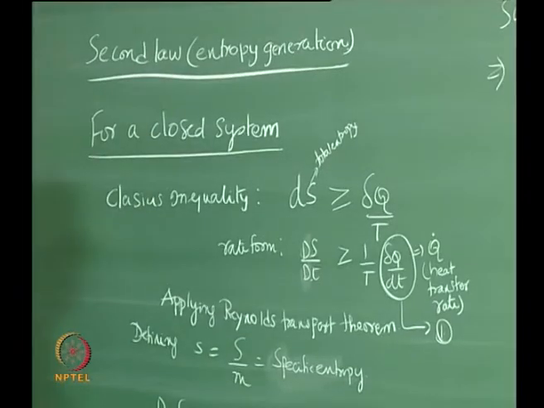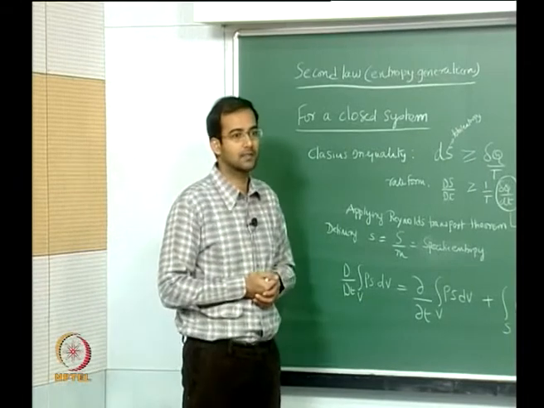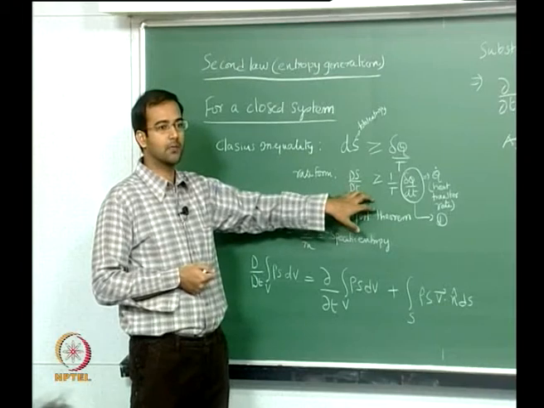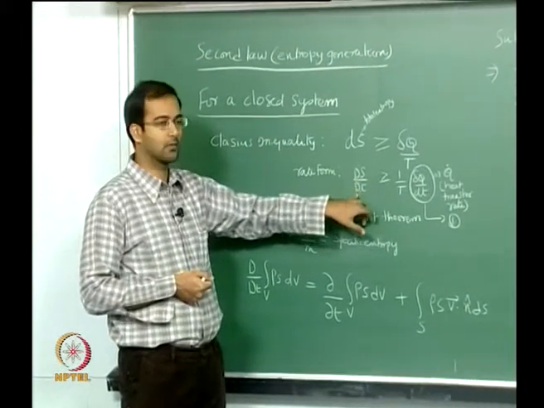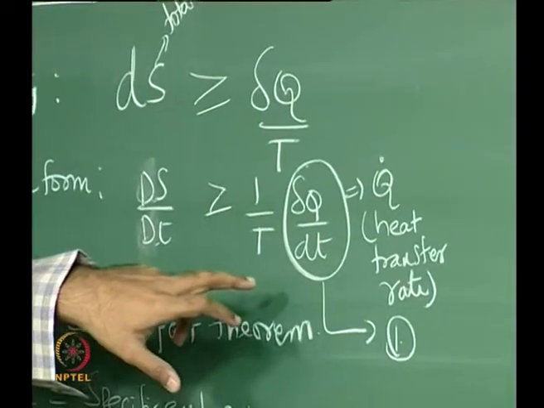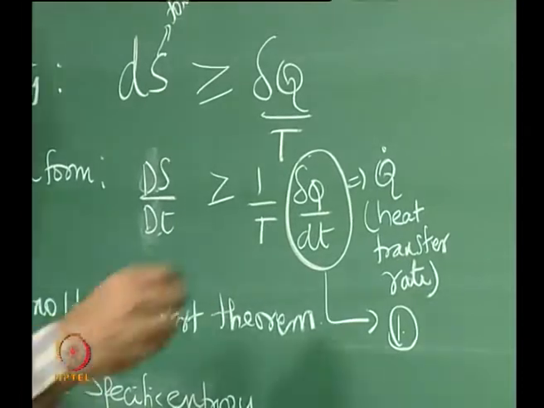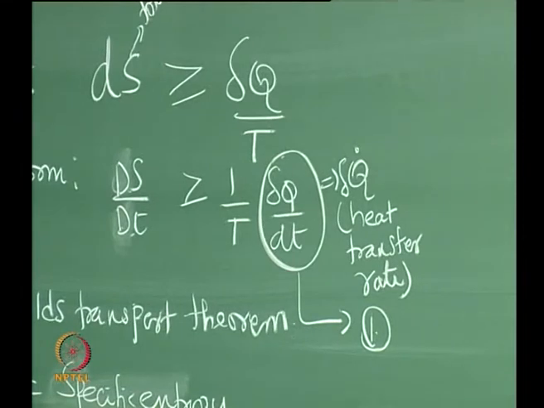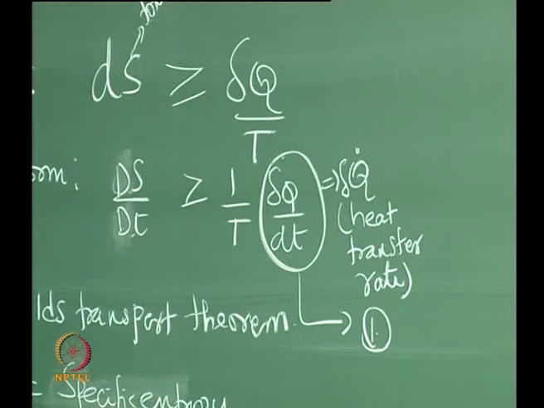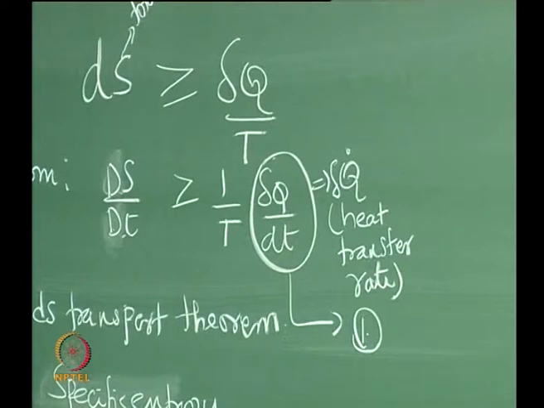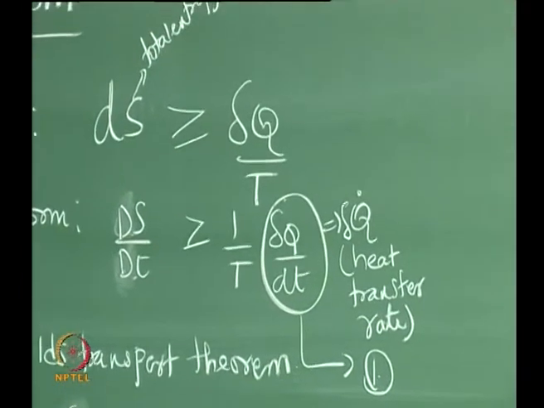So we start by applying the Clausius inequality for a closed system. If you express this in the form of a rate equation, you know that the total derivative dS/dt should be greater than or equal to 1/T times the differential amount of heat transferred. I will just represent this as delta q dot. Now let us apply the Reynolds transport theorem to express this total derivative for a control mass in terms of the partial derivatives in a control volume.